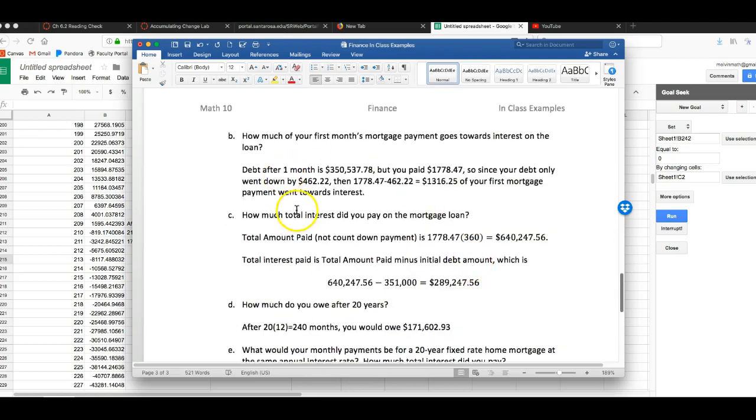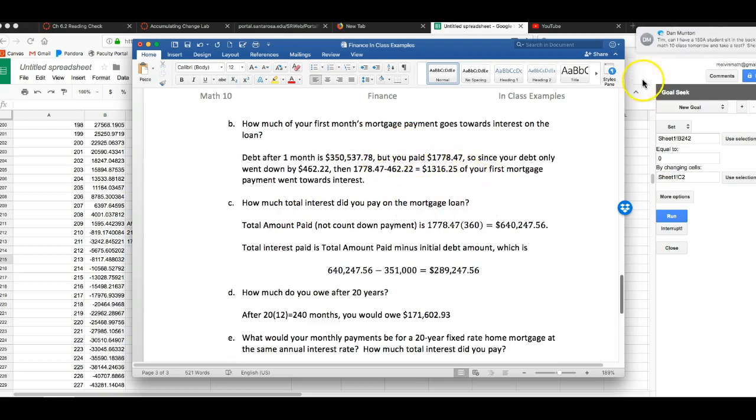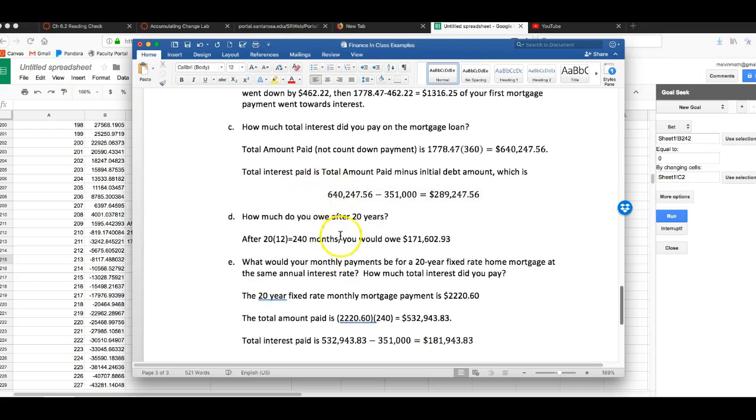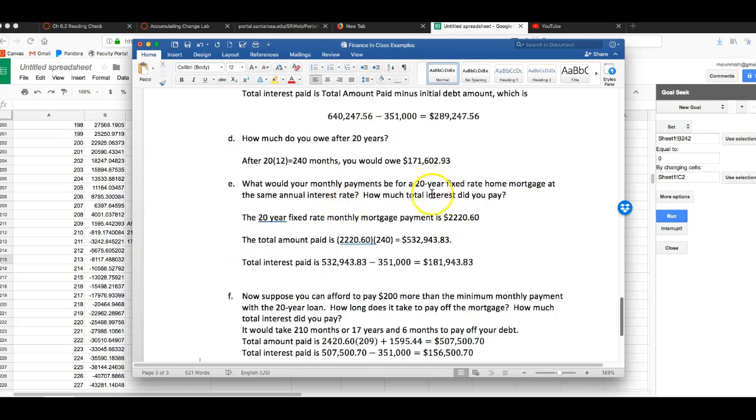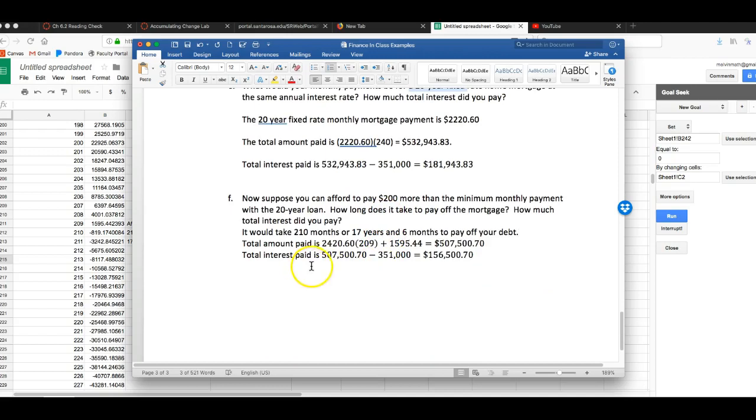But just looking at these three options, if you take a 30-year mortgage and you only pay your minimum payment, you pay a total of $289,000 in interest over 30 years. If you decide to pay more, the 20-year fixed rate per month, your monthly payment goes up, but your total interest paid goes down about $100,000. And then on top of that, if you could afford an extra $200 a month, your total interest paid drops down to $156,000. Again, this is in 20 years.